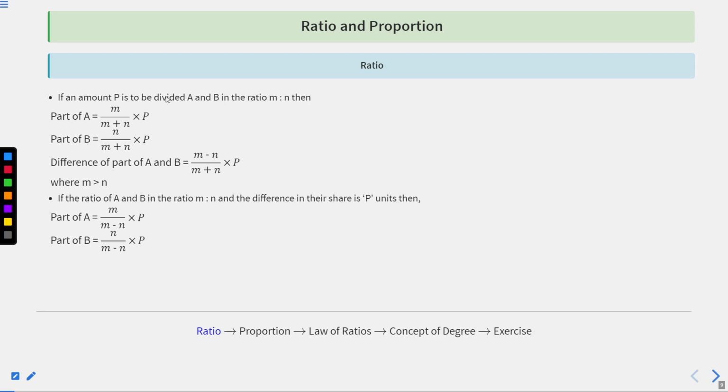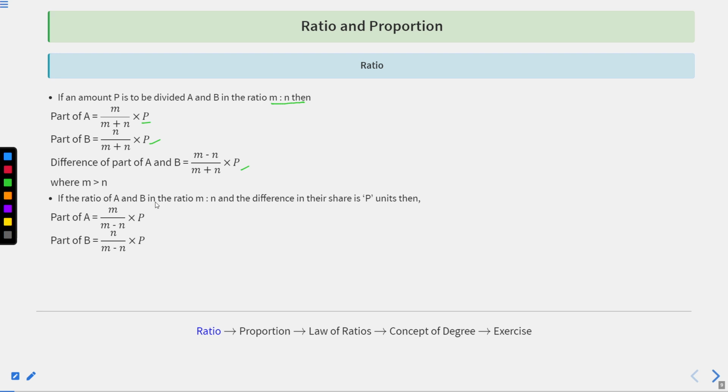If an amount P is to be divided between A and B in the ratio m is to n, then part of A is equal to m upon m plus n times P, and part of B is equal to n upon m plus n times P. Difference of part of A and B is equal to m minus n upon m plus n times P, where m is greater than n.